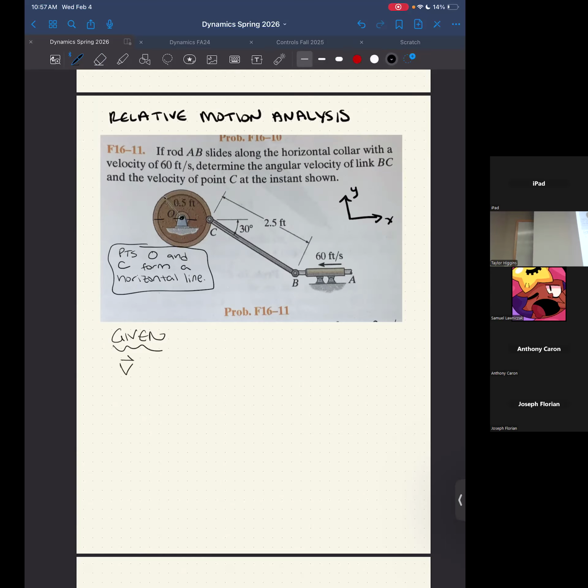So I think I'm going to have to know something about the velocity of point B. So I'm going to go ahead and write down my given: the velocity of B equals minus 60 i hat. And I'm being asked to find omega BC and the velocity of C at the instant shown.